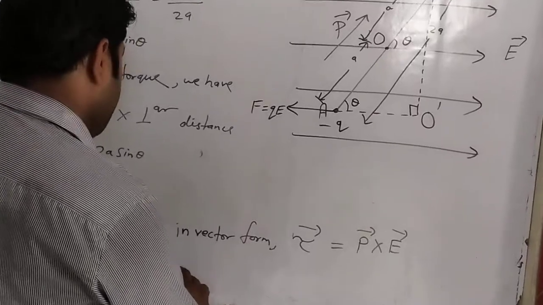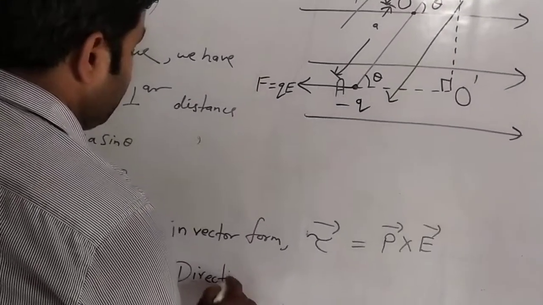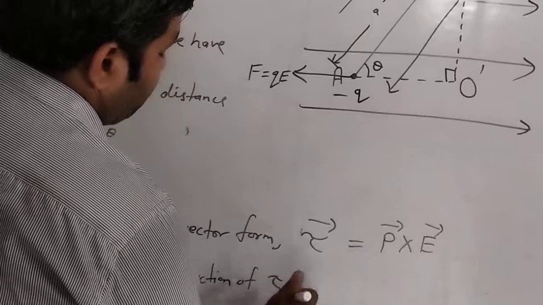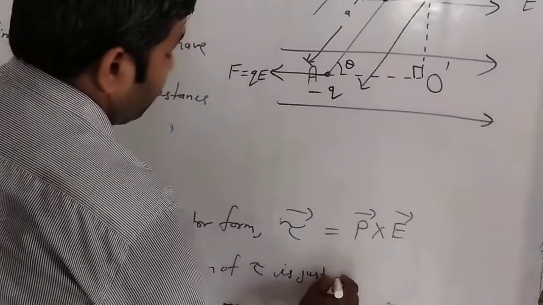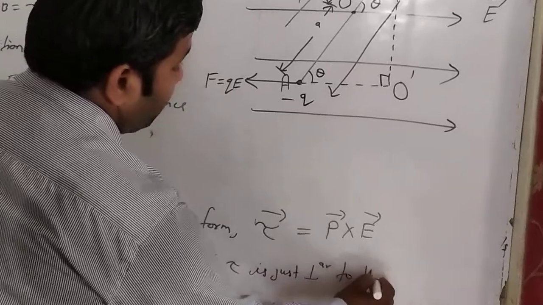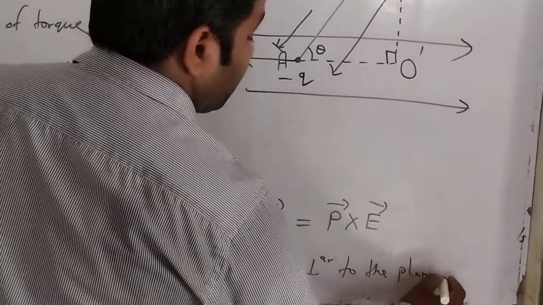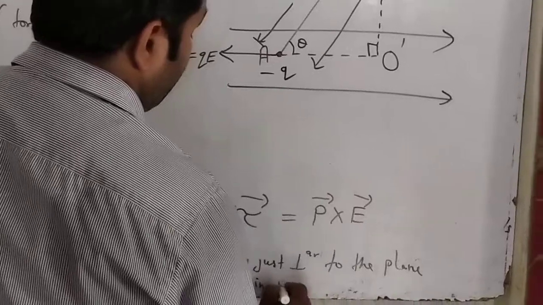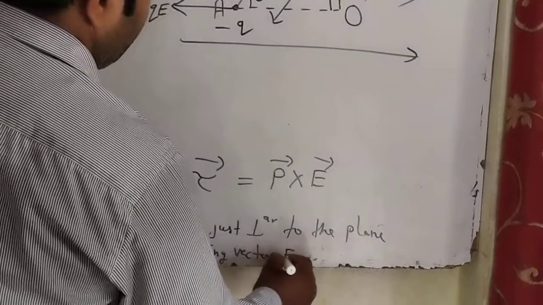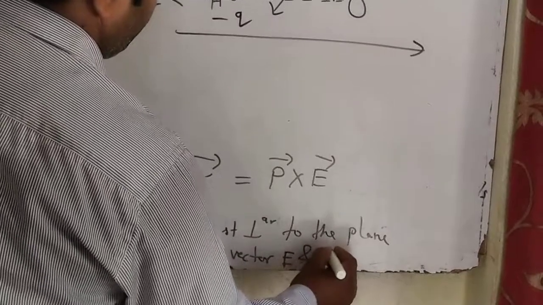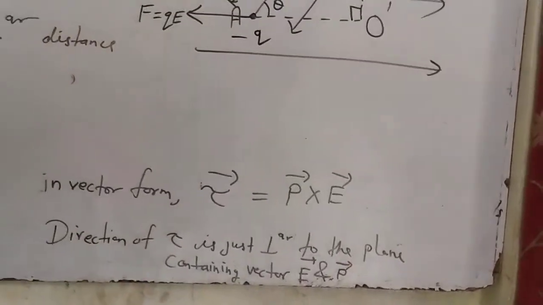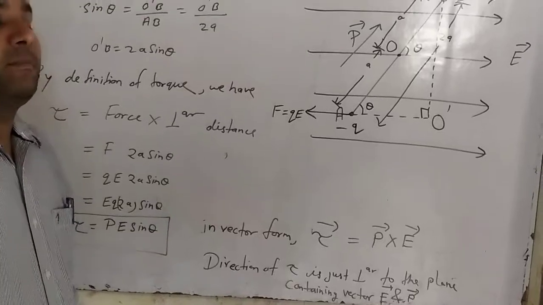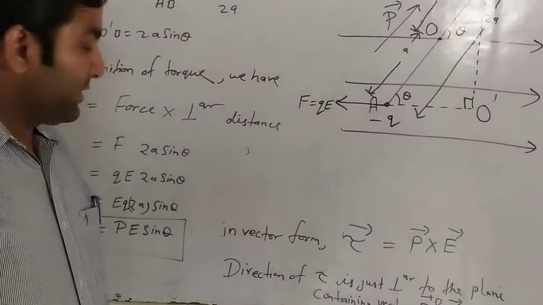In the normal way, the direction of torque is perpendicular to the plane containing vector E and vector P, and is estimated by the right hand thumb rule or Maxwell's screw rule. Any one rule we can apply to calculate the direction.